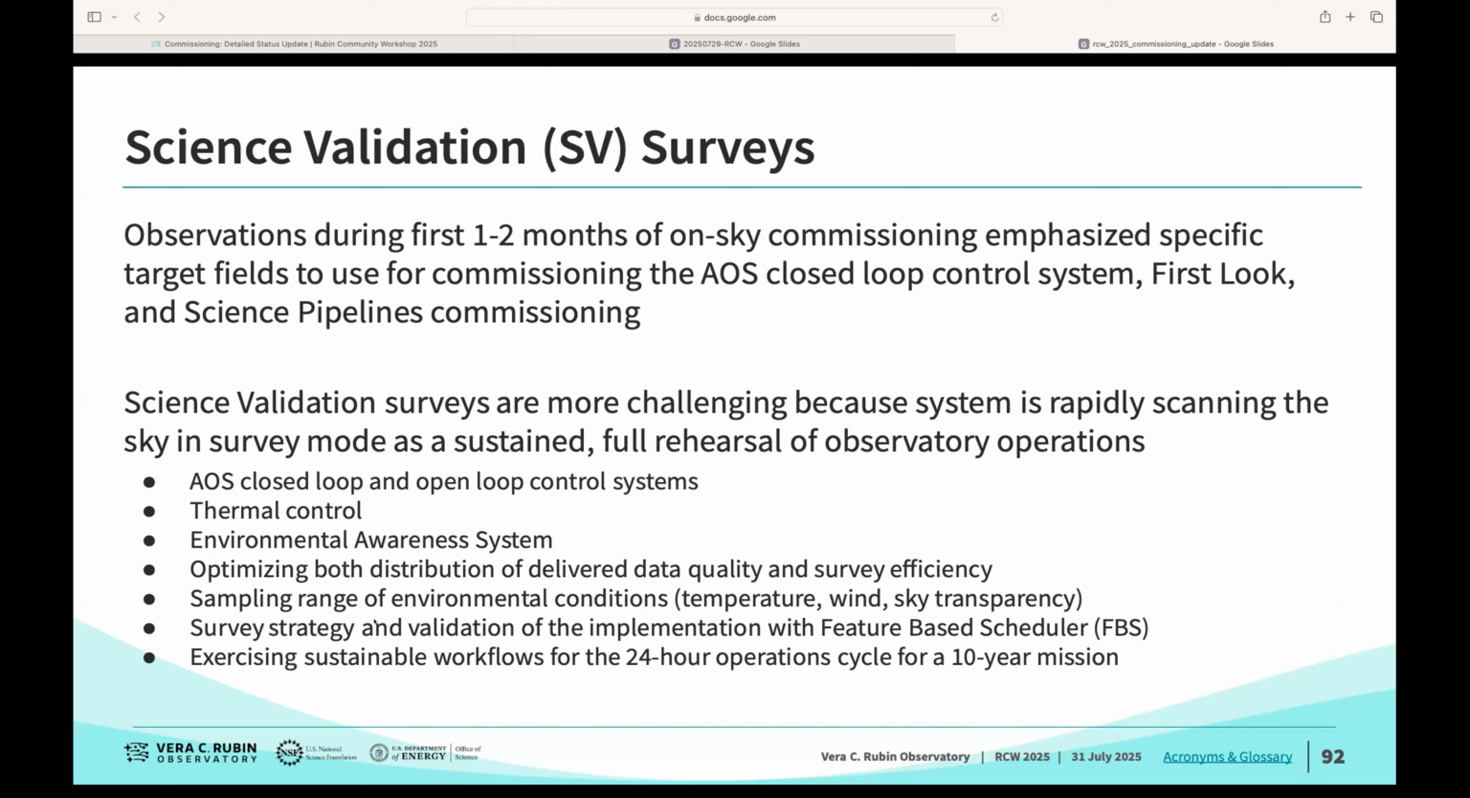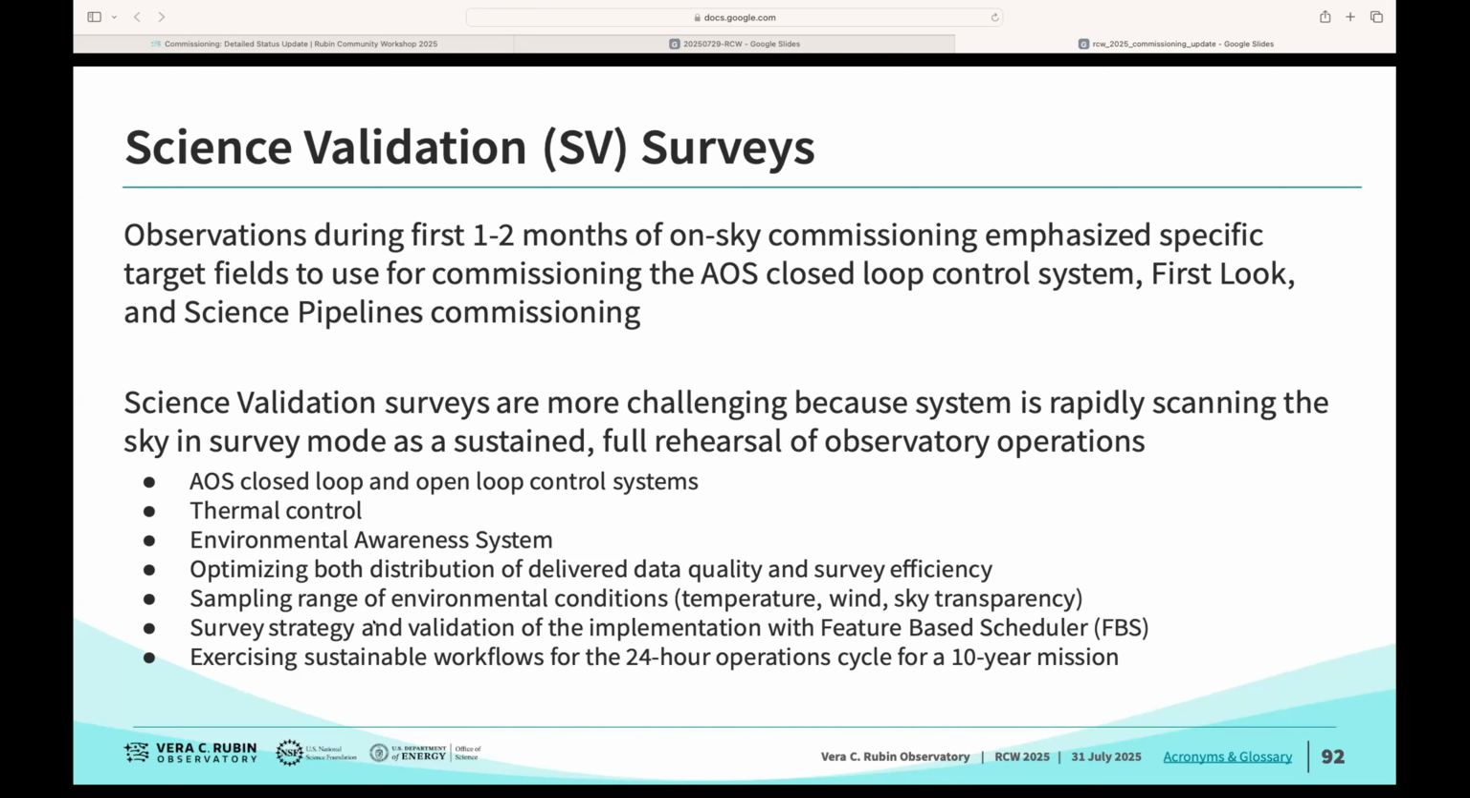We're in the stage of running the science validation surveys, and we have to survey the sky in a continuous survey mode. And this is a full rehearsal of the observatory operations. So it requires the AOS closed loop and the open loop control systems functioning. It requires thermal control of all the different subsystems. It requires running the environmental awareness system. It requires the optimization of both the delivered data quality and the survey efficiency simultaneously. We are sampling a range of environmental conditions: temperature, wind, sky transparency.